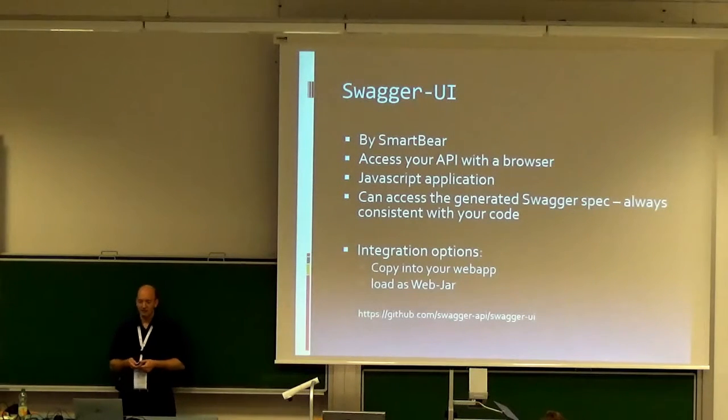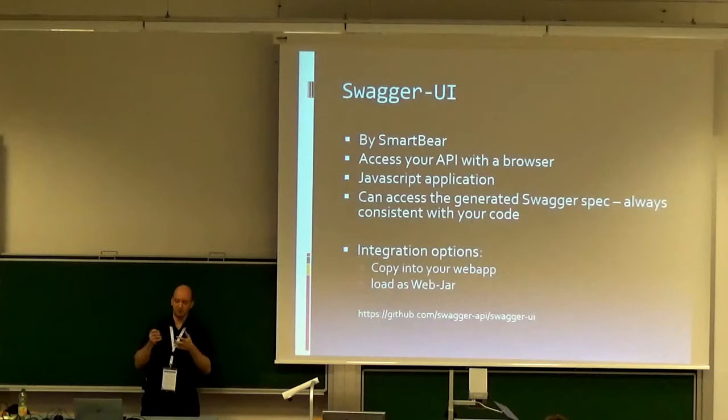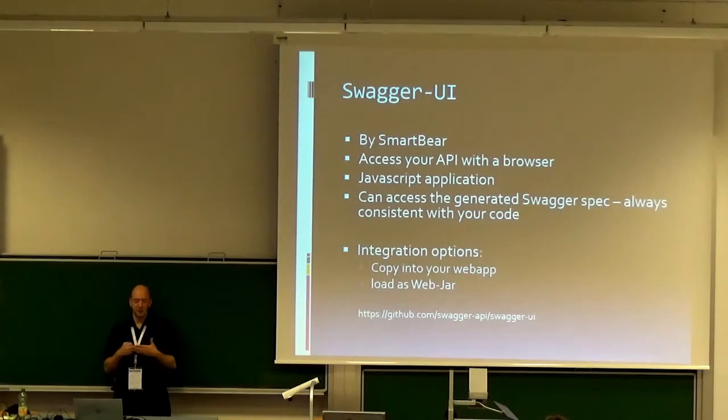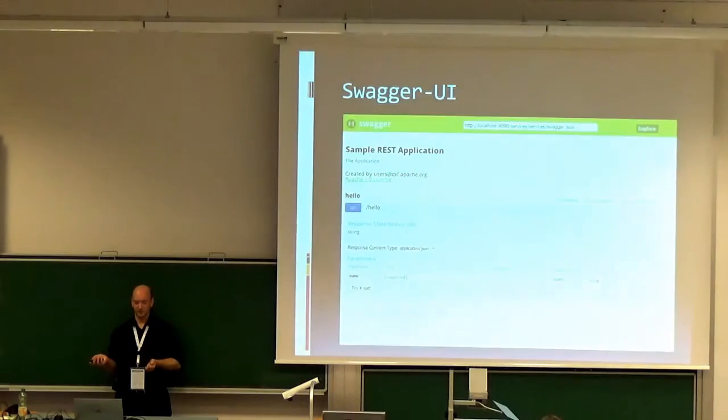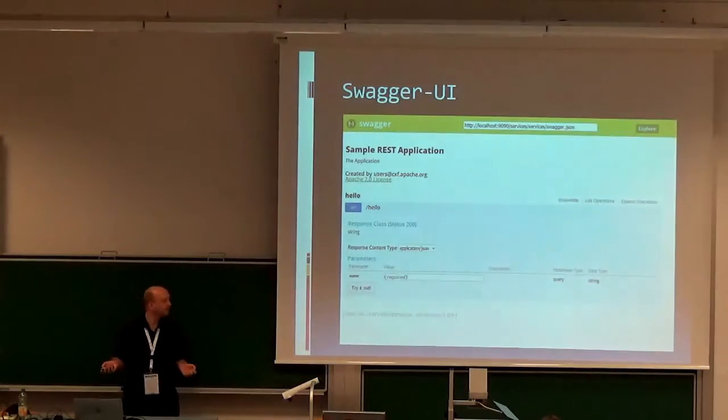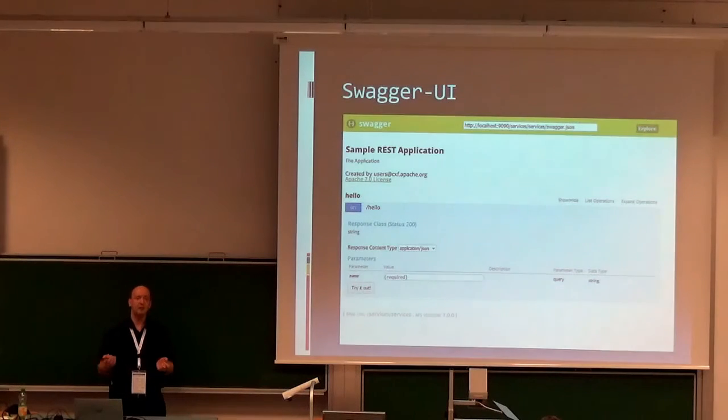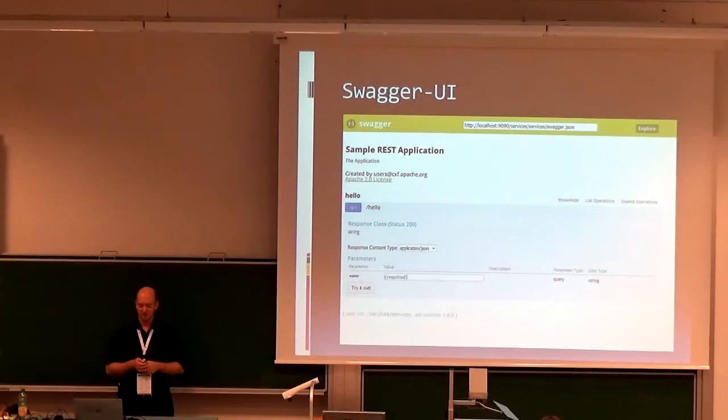The Swagger UI allows you to access the API with a browser. It's a dynamic JavaScript application, and you can access the generated Swagger specification, so it's always consistent with the code. So you're always looking at the same, and you can run the application. You can copy the Swagger UI into your web application manually, or you can load it as a web jar. This is what it looks like. It's a simple form. You can fill in the parameters and run it. So it makes accessing the REST API really easy, and you don't have to guess the parameters.